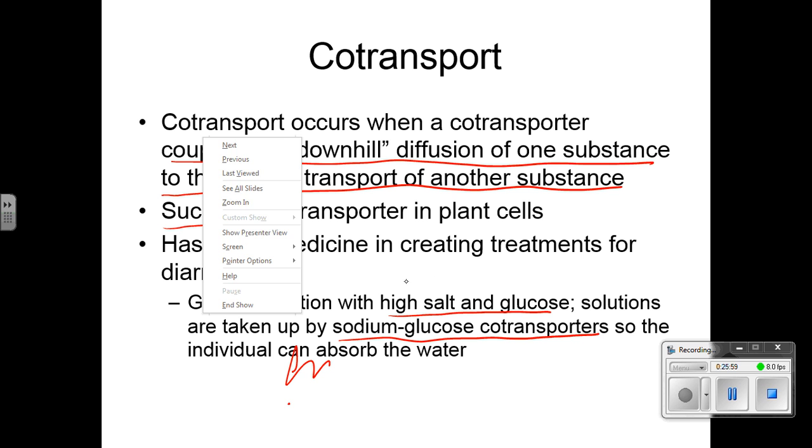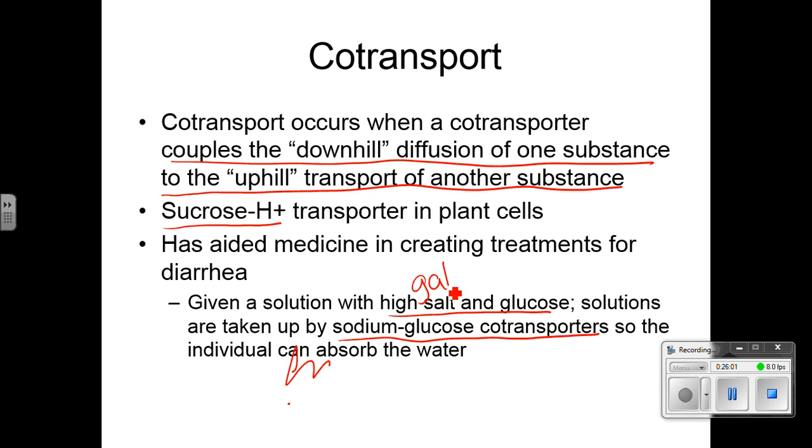So, Gatorade. Power drinks. Given this solution, the high salt and the glucose are taken up by the sodium glucose transporter, I'll show you here in a minute, so the individual will be able to absorb more water. This is why you might hear people tell you if you have diarrhea to go drink some Gatorade. And that's actually true because pure water isn't going to do this. It's not going to help the sodium glucose co-transporter.